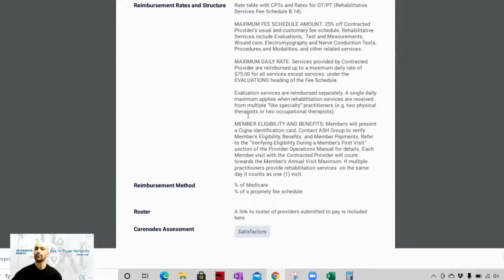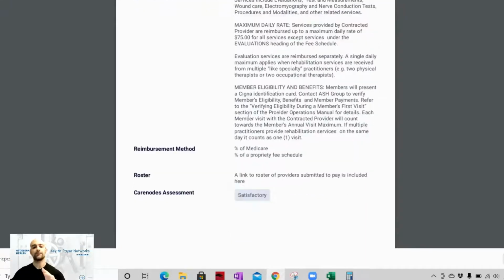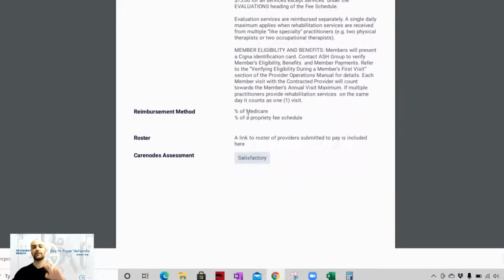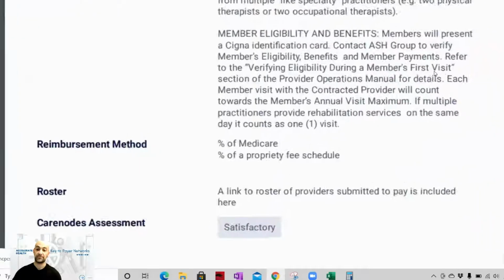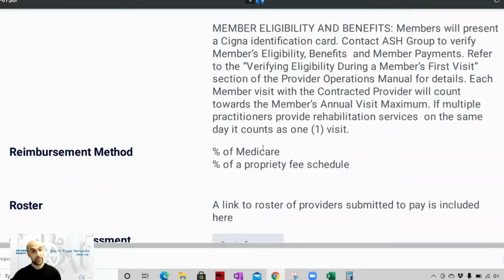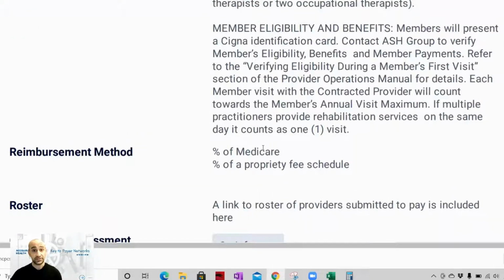Look, here is a guide. This is your spark note, so to speak, for you to be efficient and be able to make decisions in a way that will be conducive to your goals. And the contract really is the lifeblood of the organization. And you want to know if the percentage that you're going to get paid is a percentage of Medicare or a proprietary fee schedule.